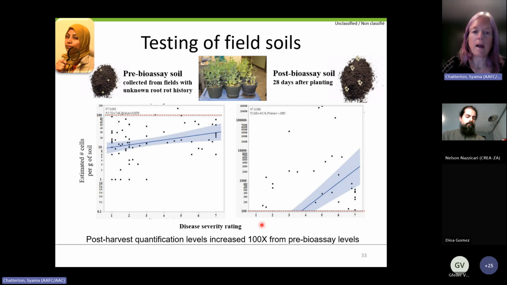But when you look at it after the bioassay, we can see that numbers have really increased. They've increased about 100-fold from those pre-bioassay levels. That's not surprising because the Aphanomyces is doing its thing. The oospores are germinating, they're producing zoospores, mycelia. So we're detecting things other than the oospores in the soil. But this relationship in the pre-plant soils was very puzzling.